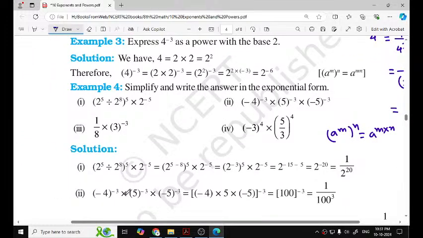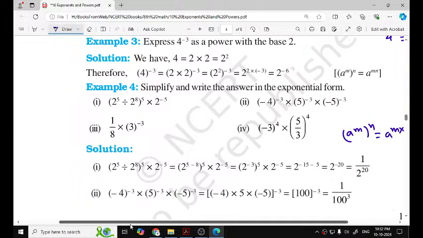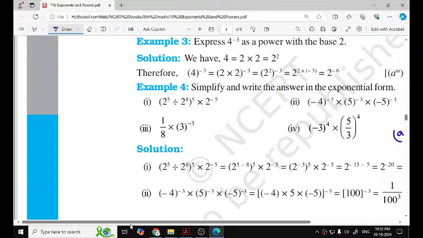Simplify and write the answer in exponential form. This one is 2 raised to 5, minus a division, and bases are same, so difference of powers, raised to 5 into 2 raised to minus 5. This is 2 raised to minus 3 raised to 5 into 2 raised to minus 5. a raised to m raised to n is equal to a raised to m into n, so this becomes minus 15 into 2 raised to minus 5.